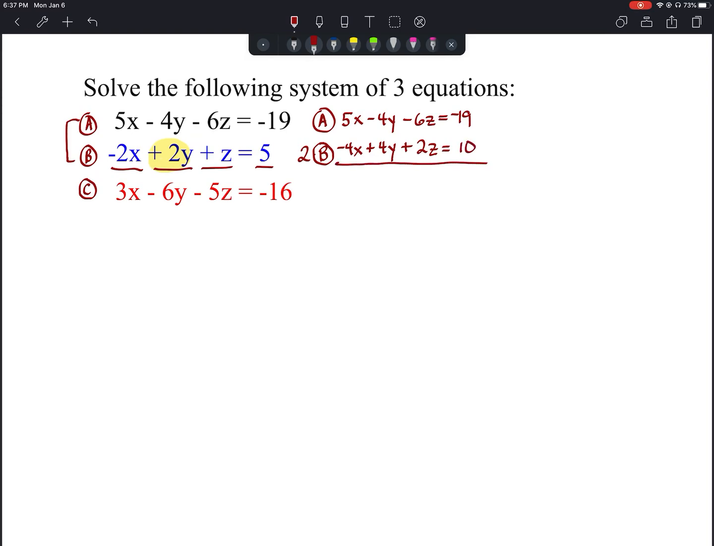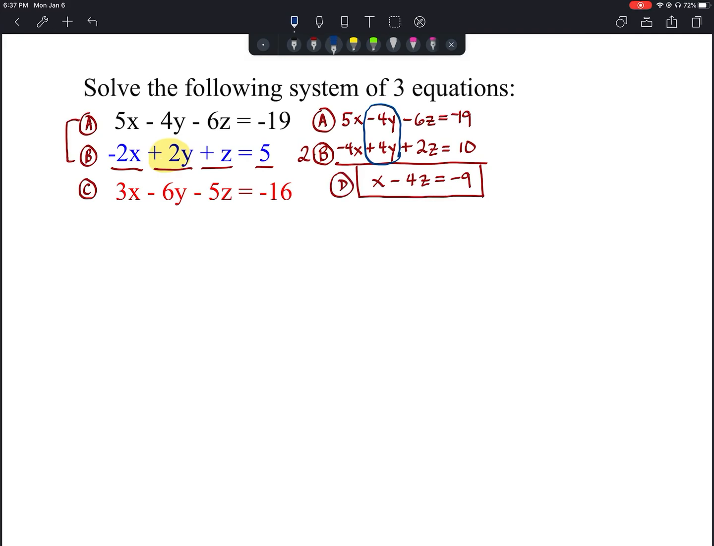Now let's do our elimination. The 4y and negative 4y are going to eliminate, leaving us with just an x minus 4z is going to equal negative 9. Let's box it because it's important. Call it equation D.